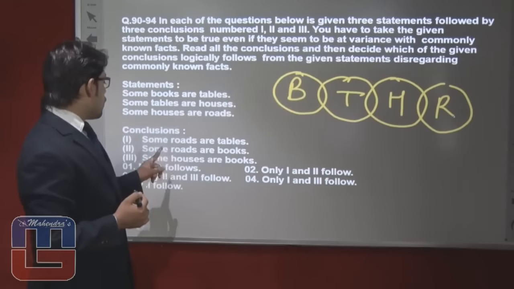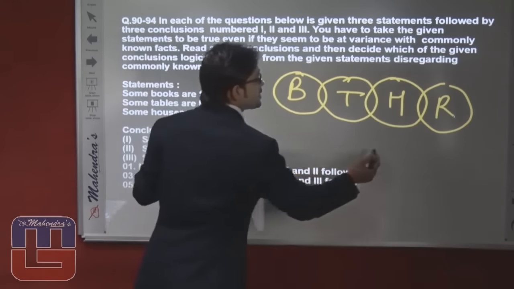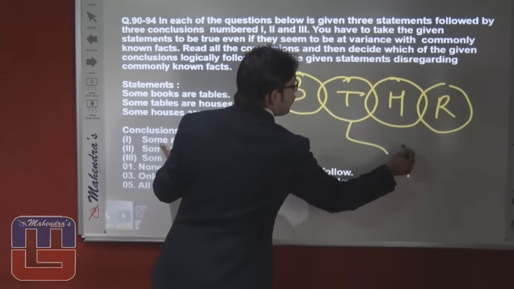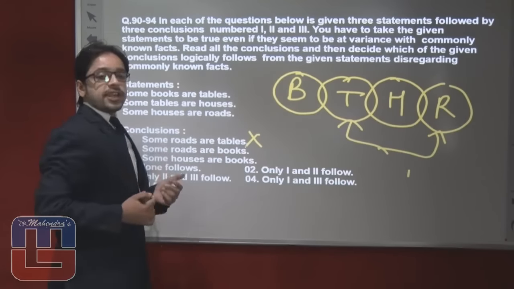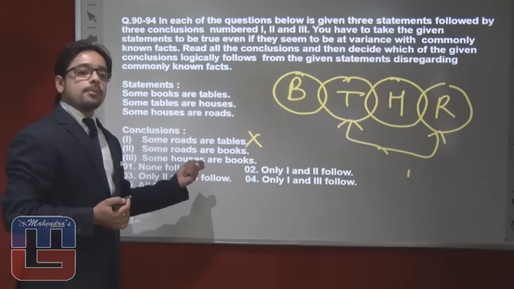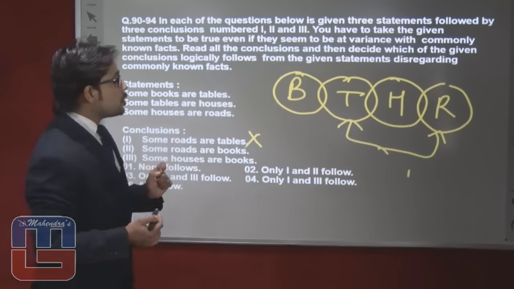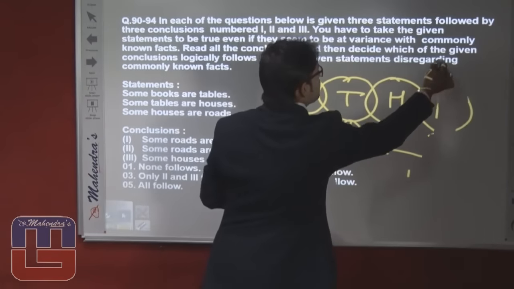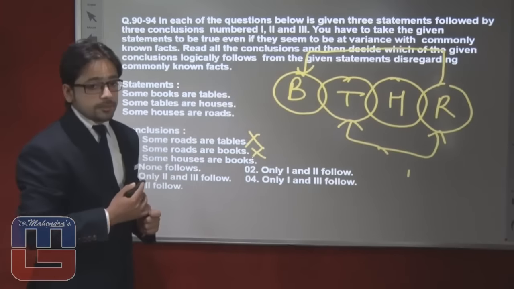First conclusion wants to know whether some roads are tables or not. Our answer will be that there is no relation between table and road, so the answer will be false. Second conclusion wants to know whether some roads are books. The examiner wants that some roads are 100% books, but we can say there is no relation between road and book. So this conclusion is also false.